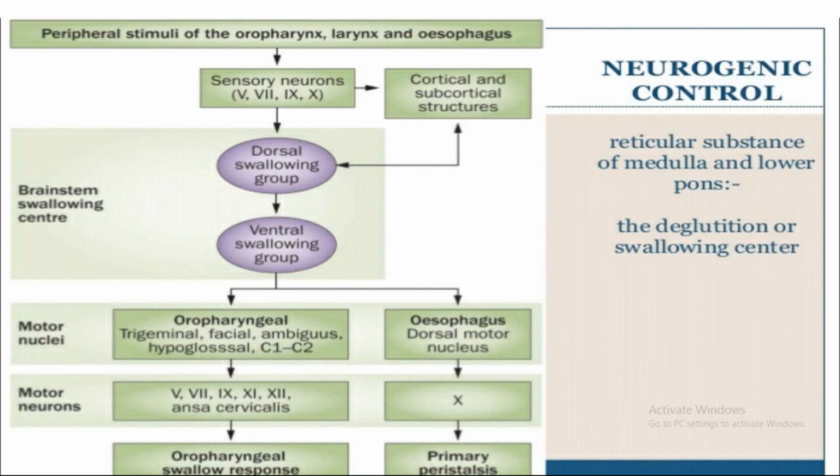The motor nuclei are then activated. Motor nuclei are of two types: one from the oropharynx and another from the esophagus. The motor nuclei of the oropharynx include the trigeminal nerve, facial nerve, nucleus ambiguus, hypoglossal nerve, and cervical nerves C1 to C2. For the esophagus, the dorsal motor nucleus of the vagus nerve is the motor nucleus. The motor neurons for oropharyngeal structures are the 5th, 7th, 9th, 10th and 11th cranial nerves, and for the esophagus, the 10th cranial nerve.